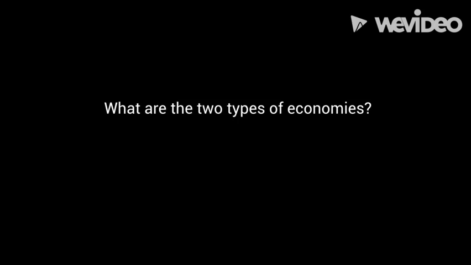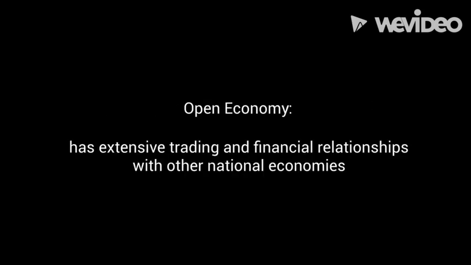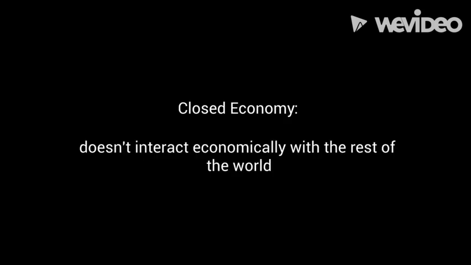Next up, we're going to talk about the two types of economies, open and closed. An open economy is one that trades and has a financial relationship with other national economies. One example would be the United States. On the other hand, we also have something called a closed economy, which is an economy that doesn't interact economically with the rest of the world. In today's world, nearly every major economy is an open economy.